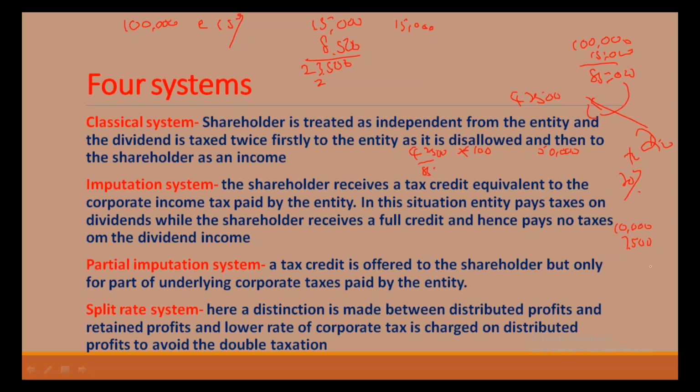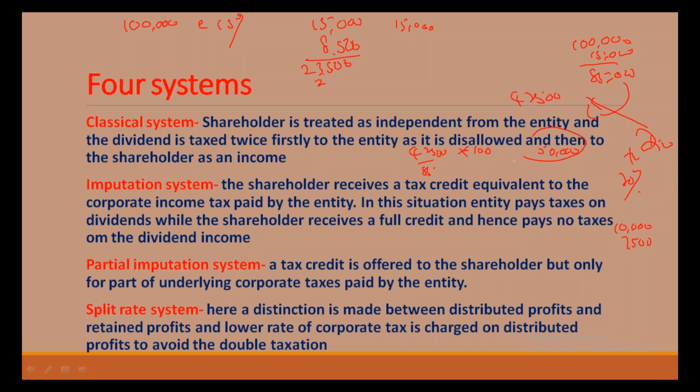How did you get that 7,500? Because you remember the gross dividend was 50,000. When the company paid that 15% tax, it was paid on my behalf. Okay, I got it. So because of that, I can get 7,500 as a credit. Earlier, I never got any credit, but now in this system, I get a credit of 7,500.